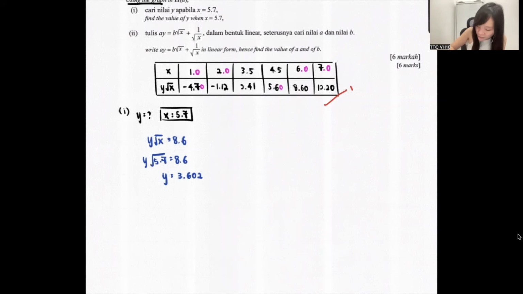Okay, so guys, that's the first one. Let's move on to the second. Let me tell you how many marks you are getting. You getting this answer, 1 mark. You getting 8.6, 1 mark. Okay, 2 marks from there. Easy, right?